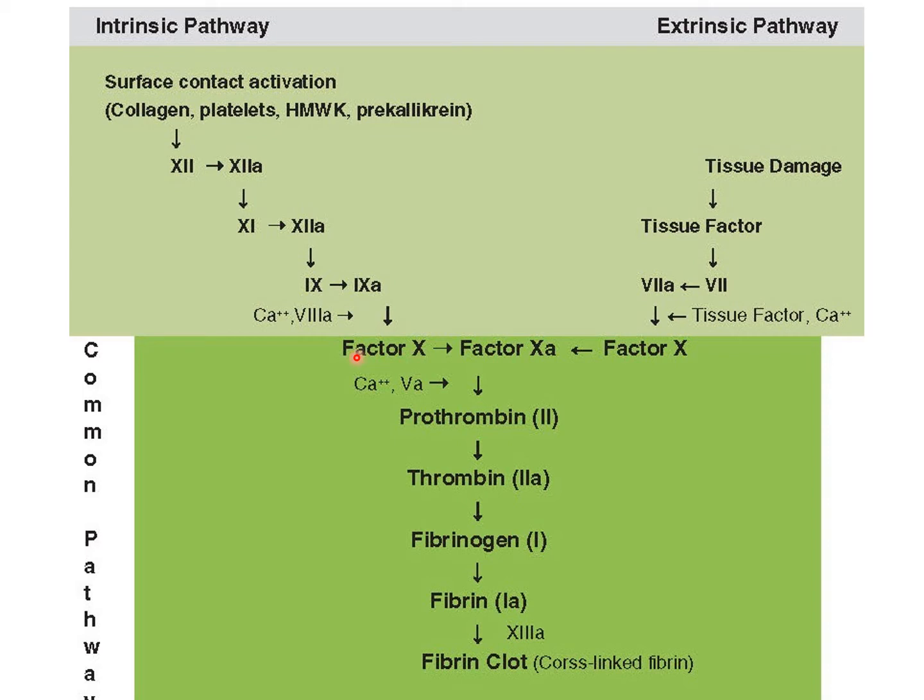So activation of factor 10 leads to activation of prothrombin, which leads to activation of thrombin, and activated thrombin acts on fibrinogen. Now remember, all these blood coagulation factors are normally present in the plasma in an inactive form. So activation of thrombin acts on fibrinogen to convert it into a polymer. Remember, fibrinogen is one of the plasma proteins.